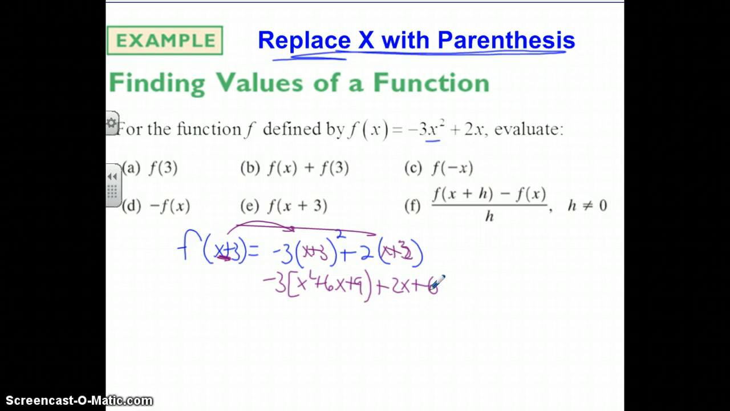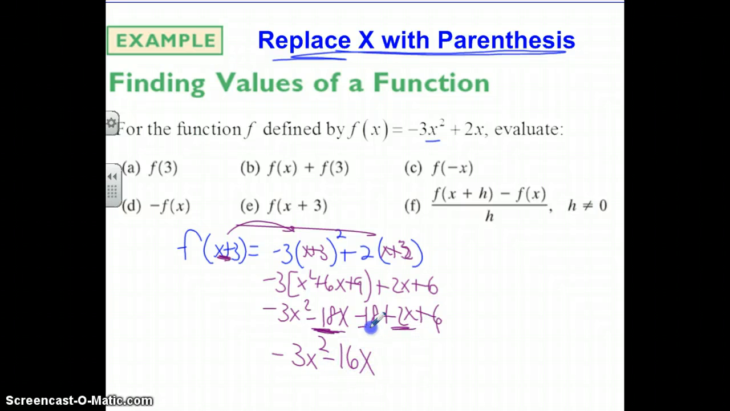Apologize. And so let's see, -3x squared minus 18x minus 18 plus 2x plus 6. For a whopping, if I combine some like terms, negative 18 plus 2 is negative 16. And the negative 18 plus 6 is negative 12. I hope I did that right.